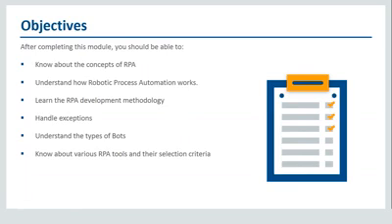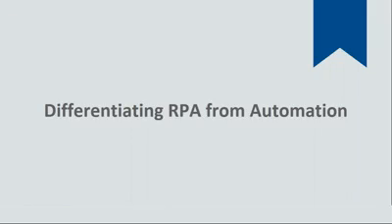So by the end of the session, you will be able to know the concepts of RPA and also understand how RPA actually works. You'll also be able to learn the RPA development methodologies and how to handle exceptions in RPA. You'll also be able to understand the different types of bots which exist in RPA, and towards the end, you'll also know the various RPA tools which are used to implement this technology and how you can choose a particular tool according to your requirements. Right? So guys, these are the objectives that you'll be taking away from this course.